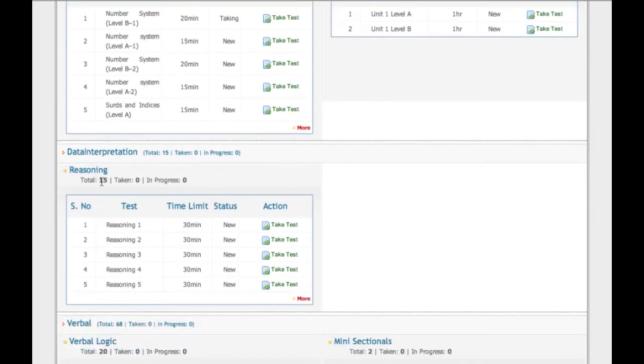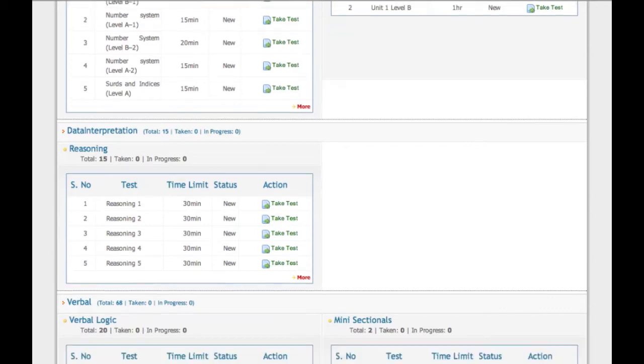So there are a total of 15 tests. You can look at the status here. You have taken 0, in progress 0. In progress is nothing but if you have left a test in the middle of it, so it will show in progress. If you look at the status here, it is take a test. In a progress test, it will say taking, whereas in taken, it will show you view a report of the test that you have taken.